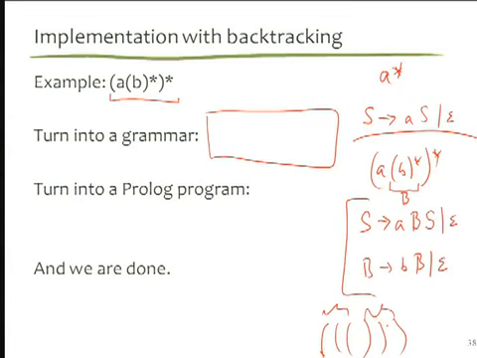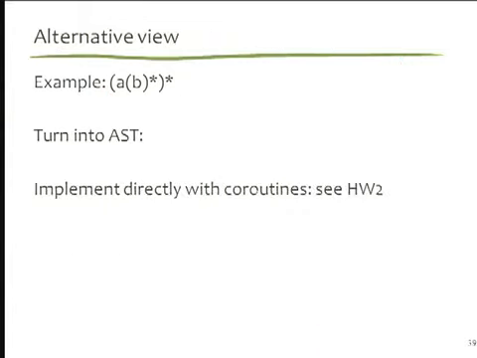But back to this, once we have the grammar, we'll turn it into a Prolog program, as we have seen about 2 lectures before, and we are done. The Prolog backtracks, and we would have a backtracking implementation of regular expressions. Another way to do it would be to turn this regular expression into an AST, presumably with a parser of regular expressions. And how does the AST look like for this regular expression?